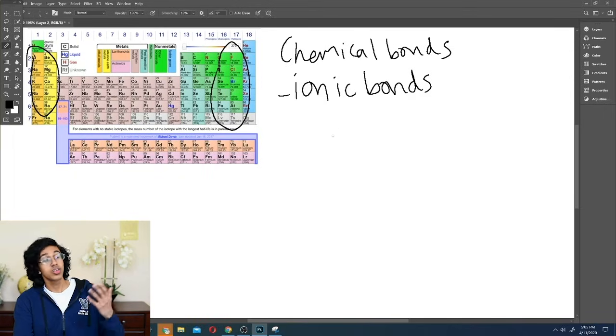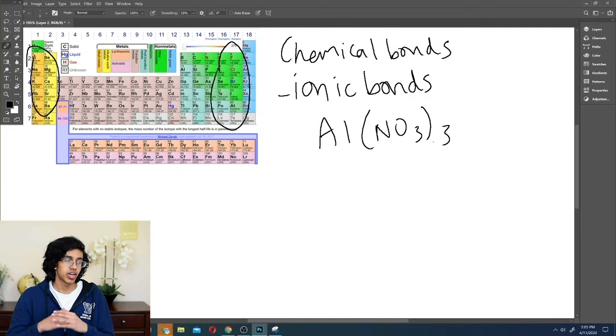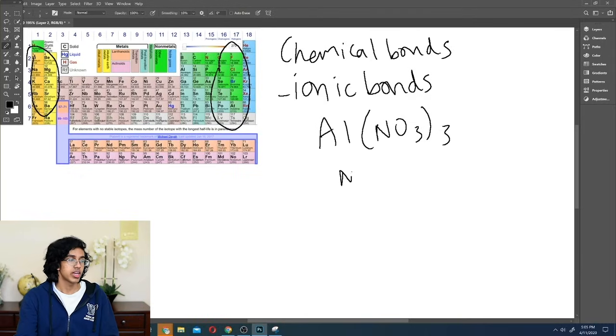So even if you have polyatomic ions like Al(NO3)3, this is also an ionic bond. Even though there are multiple atoms coming together in the ion, it is still an ionic bond between the Al and the NO3s. So basically, what an ionic bond is, if you have an Na and a Cl, right?